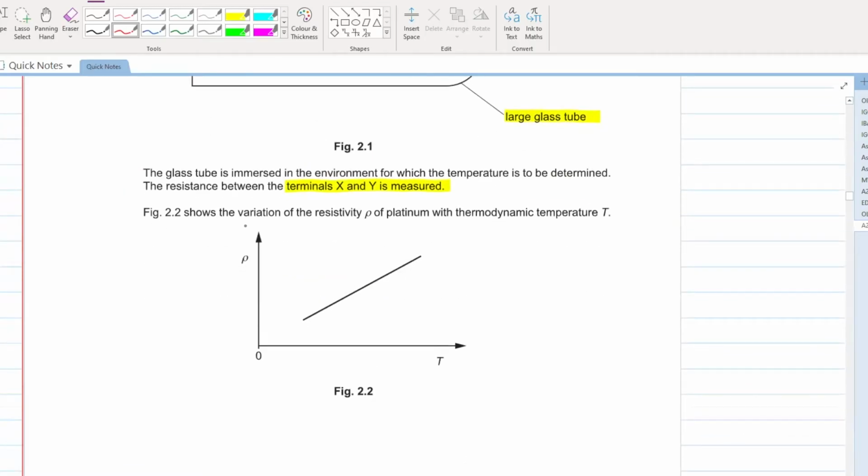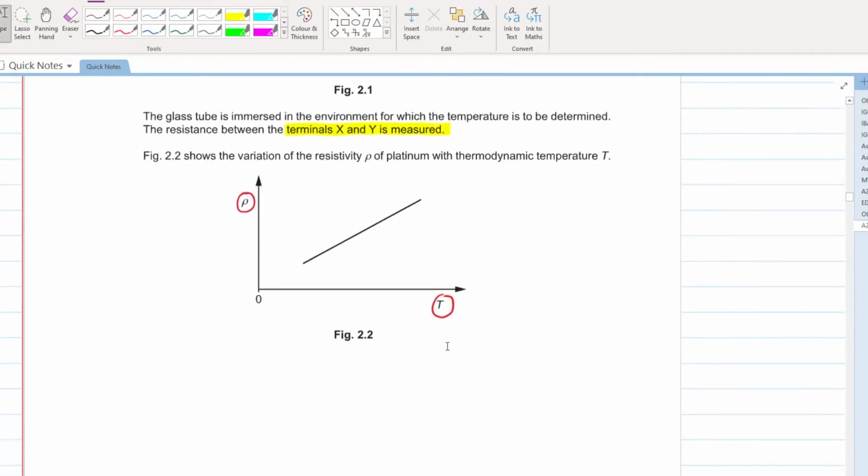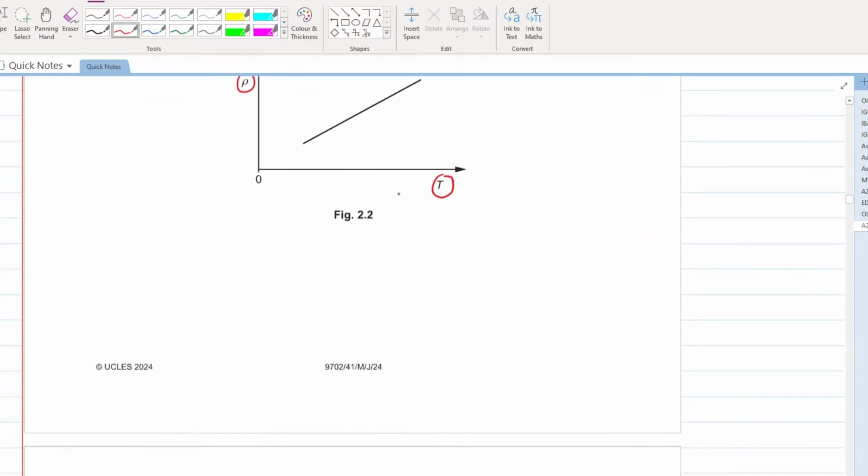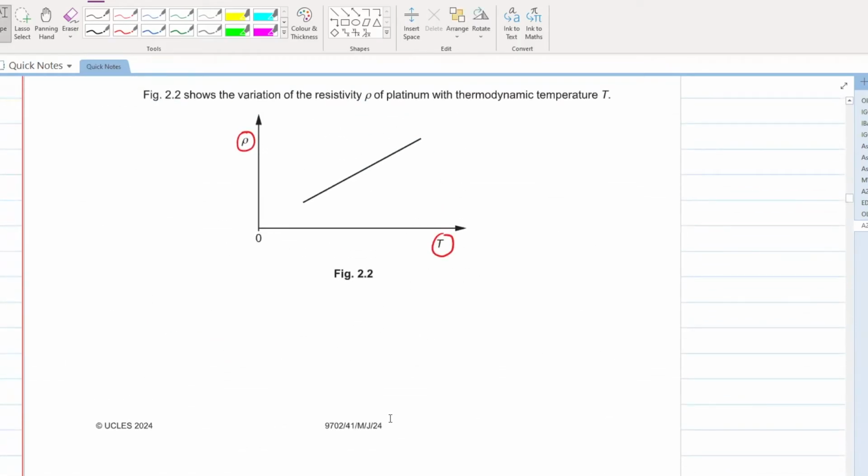Figure 2.2 shows the variation of the resistivity of the platinum with the thermodynamic temperature T. So this graph is showing resistivity versus the thermodynamic temperature T. Explain how figure 2.2 shows that platinum is a suitable metal for use in a resistance thermometer. Why is platinum suitable? Can anyone tell me?